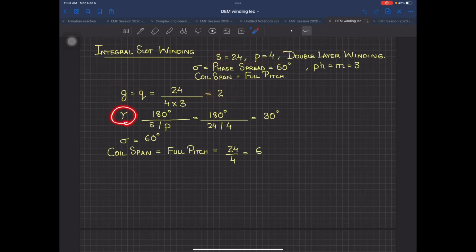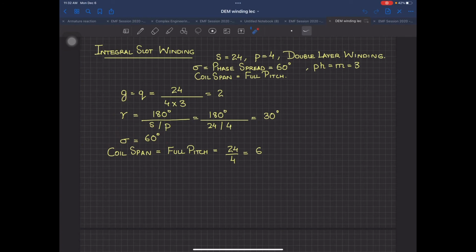If I want to find out gamma, which is actually the slot angular pitch, 180 degrees divided by slots per pole, so this comes out to be 30 degrees. So this means in a machine filled with 24 slots, I am going to have 30 degrees over here as the angular pitch over there, and if I multiply this G by gamma, I can find out my phase spread, which is the same thing as G multiplied by gamma, that comes out to be 60 degrees.